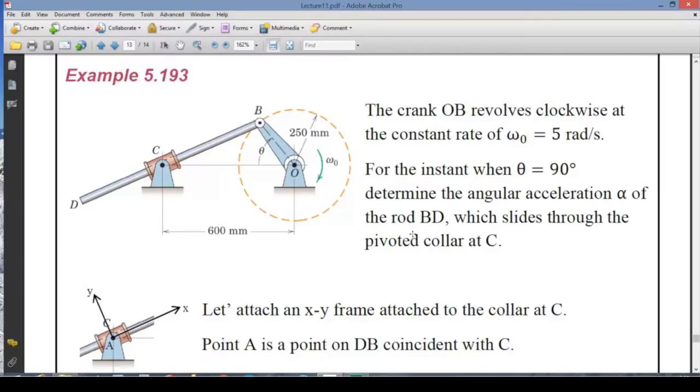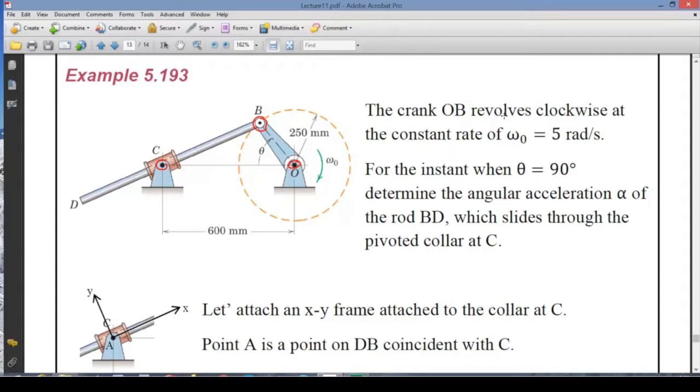In our final problem, we have a 4-bar mechanism. This is a slider crank mechanism. There's one revolute joint right at point O, another revolute joint at B, another revolute joint at C, and then this bar BD is sliding inside this collar, and as a result BD is rotating about point C, and this collar is rotating with BD.